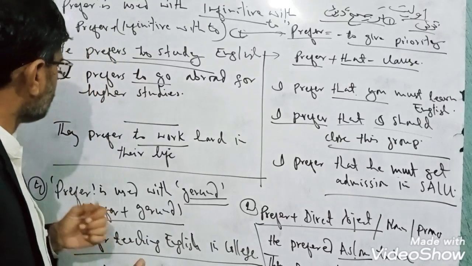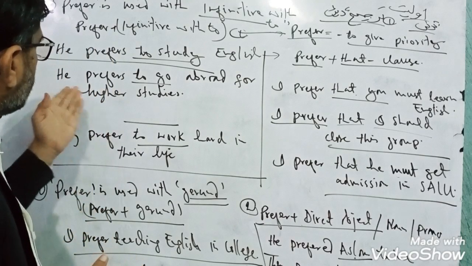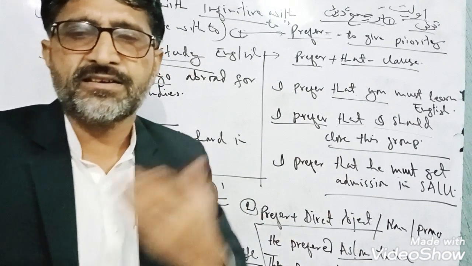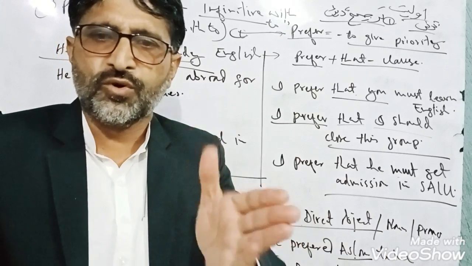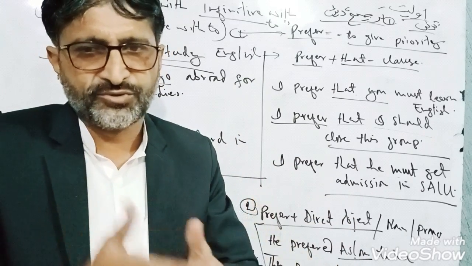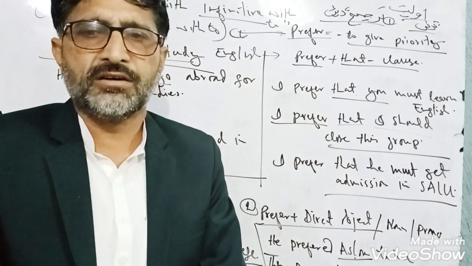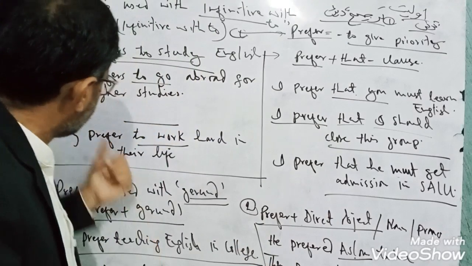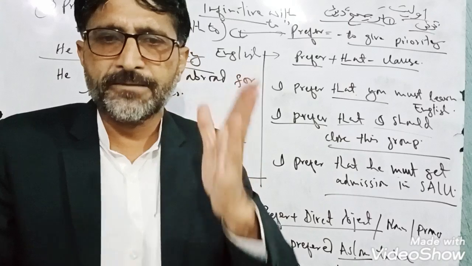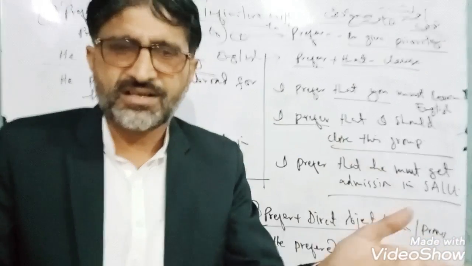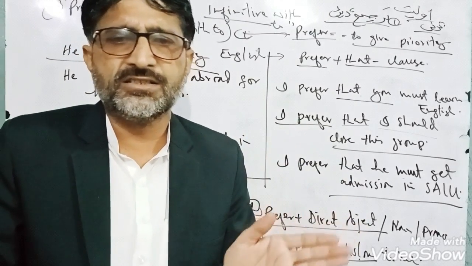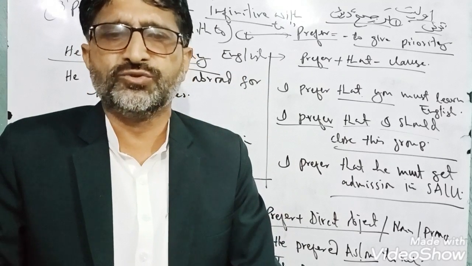That is interesting also. And again you will see we have used: He prefers to go abroad for higher studies. To go is an infinitive and that bears to. So this is the way of using the infinitive in coordination with the verb prefer. Let us see again, please. They prefer to work hard in their life. To work hard is an infinitive structure in coordination with the verb prefer. So in this way we can use prefer.